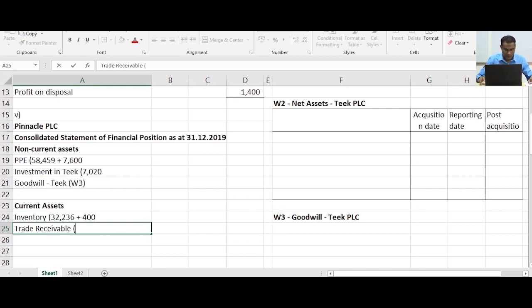How much is the Pinnacle's? 13,042 plus Teak PLC subsidiary 700. Okay. Then other current assets, everything, all the assets, liabilities, line by line addition. Other current assets, $172 of the parent Pinnacle, Teak 350.